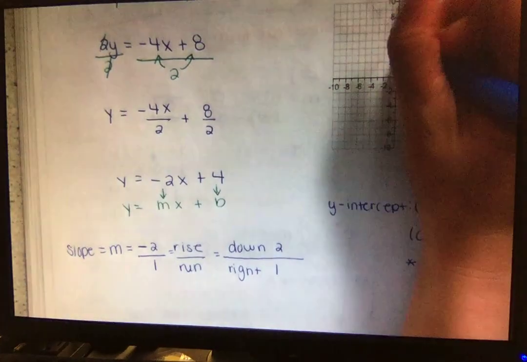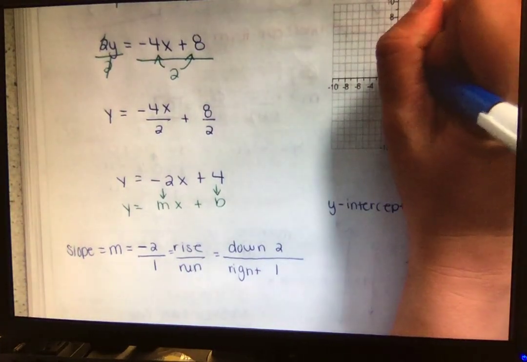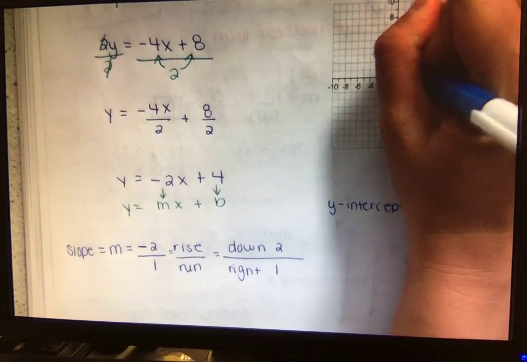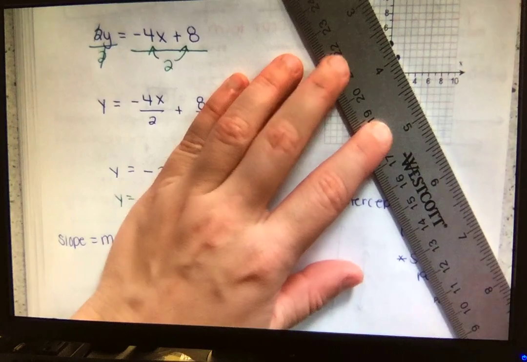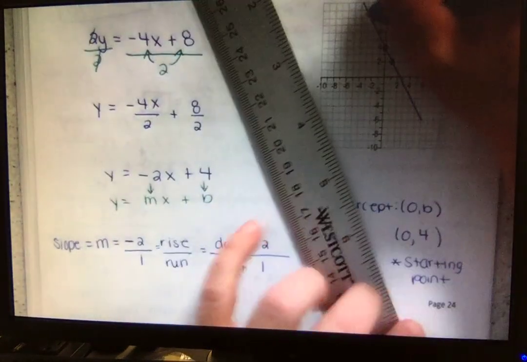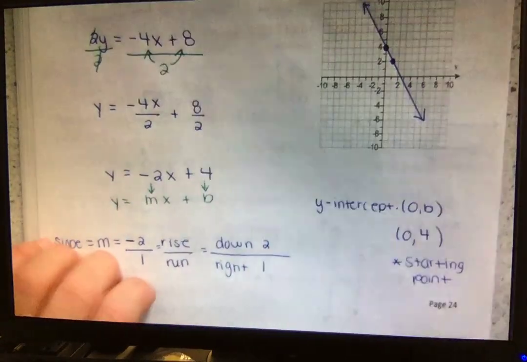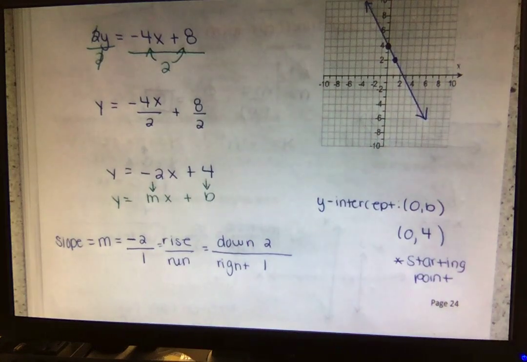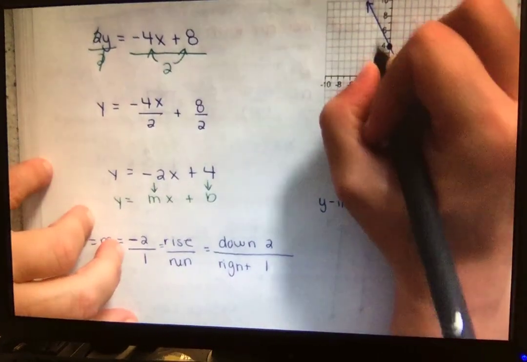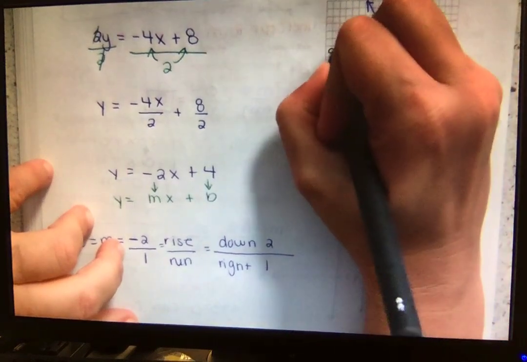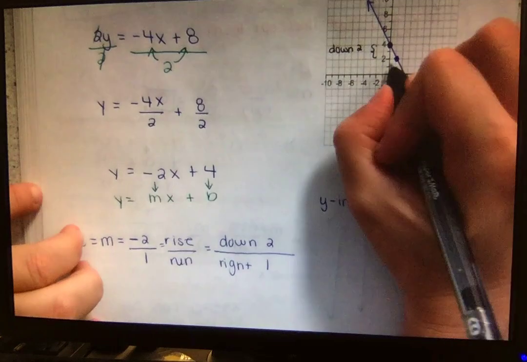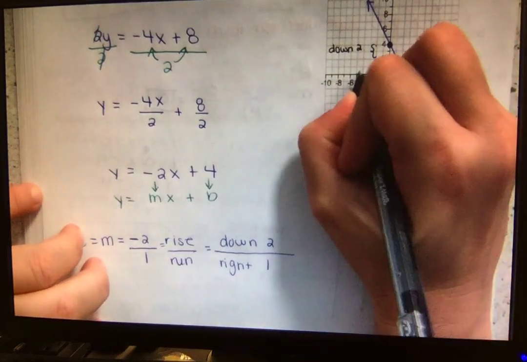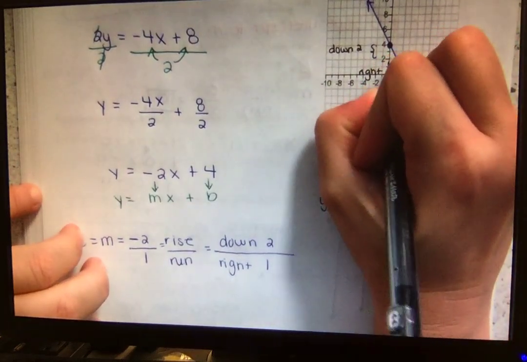From that starting point, we're going to go down 2, right 1. I have 2 points. I can now connect the dots, and we're done. So we went down 2. We went to the right 1.